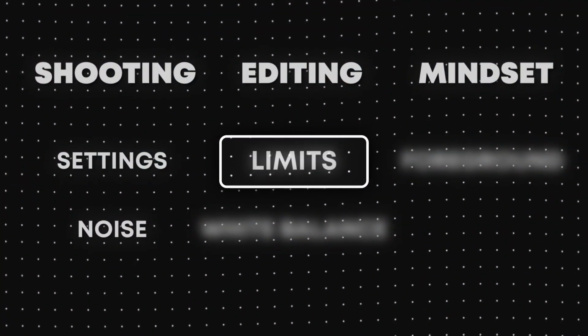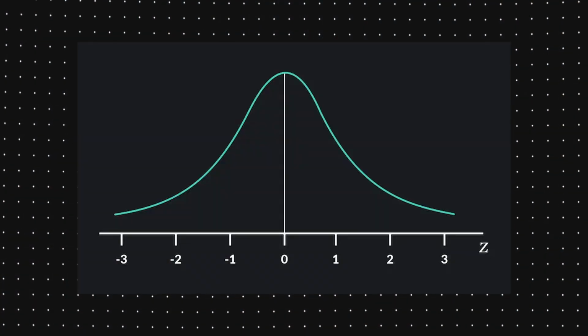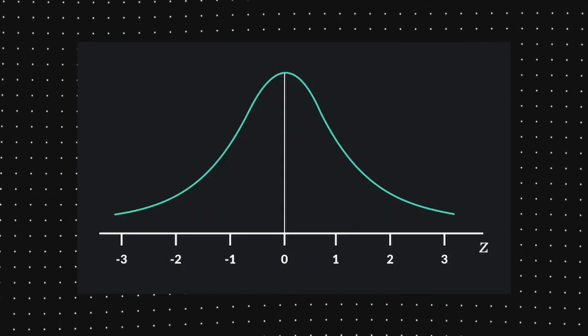Okay, the third mistake is all about editing, and specifically how far you push your edits. Let me quickly introduce you to something called the Gaussian distribution. It's basically this curved bell shape, and in our case it shows that doing too little or too much usually leads to bad results. You want to find that sweet spot right in the middle.